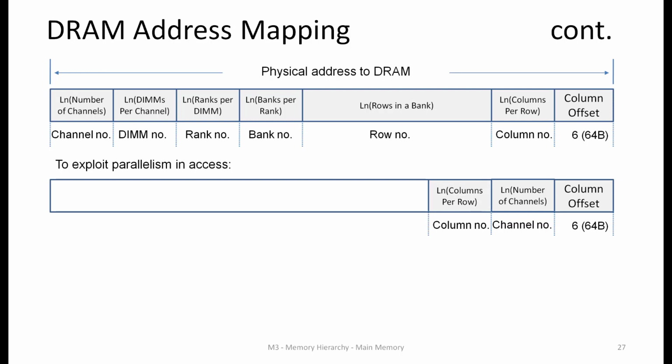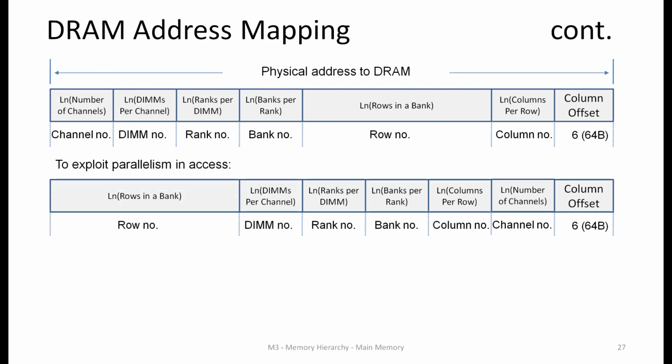Following that, we can have the column number. Why is that? We want as many columns as possible in the current request to be mapped to the same row. Following that, we can have the bank number. This is mainly because we can access two banks almost in parallel, right one after another. Following that, we can have the rank number. Following that, we can have DIMM, and at the last we can have the row number.